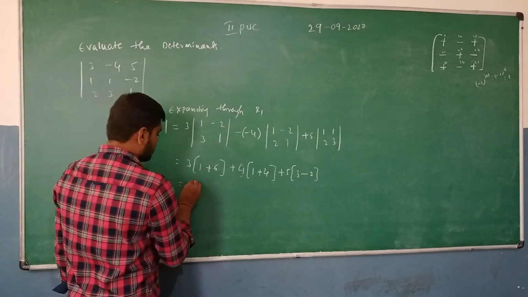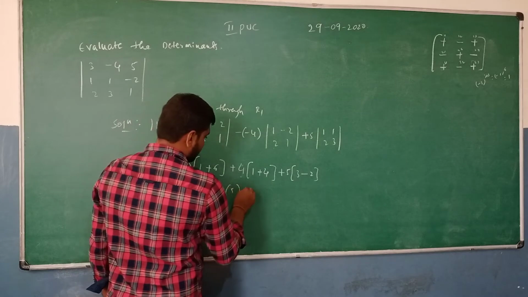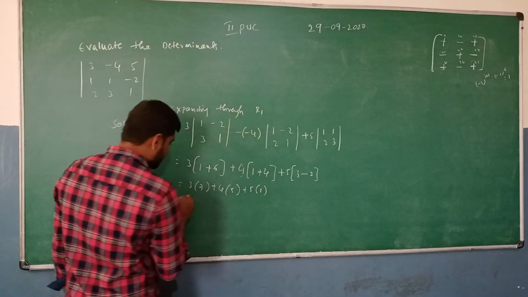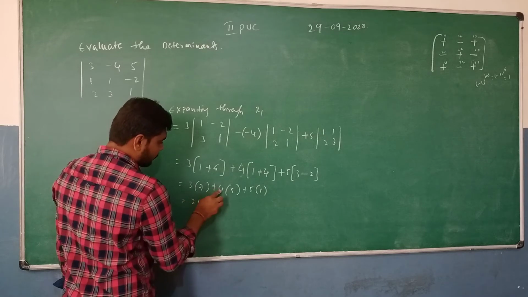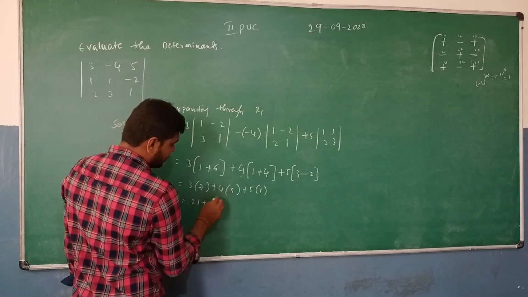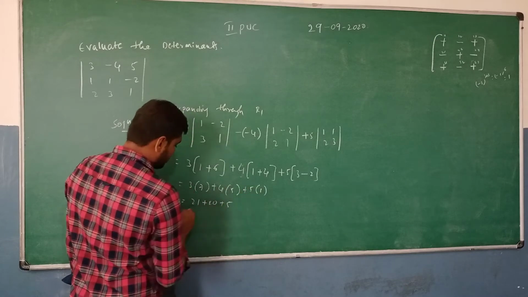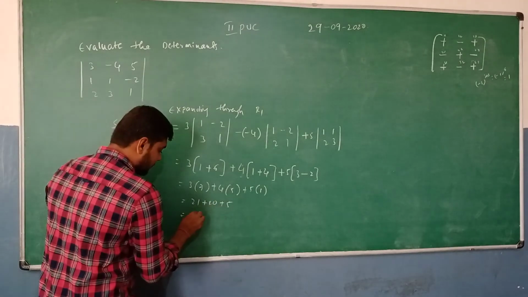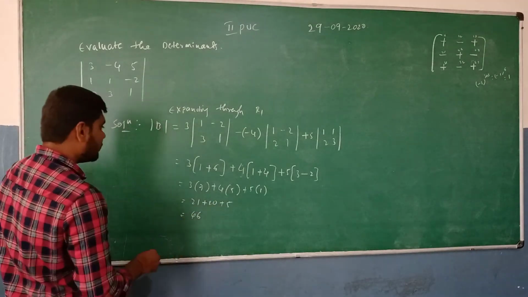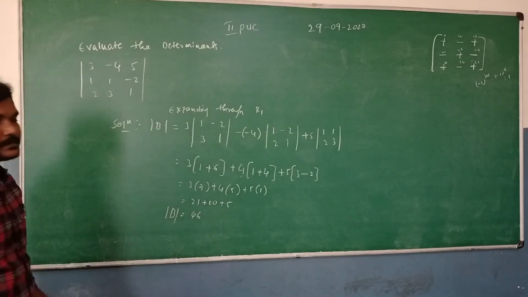So here, 3 into what? 7, plus 4 into what? 5. Then plus 5 into 1. So that's going to be 3 into 7, that's going to be 21. Plus, what is the value of 4 into 5? That's going to be 20. Plus 1 into 5, that's going to be 5. So 20 plus 21, that's going to be 41. 41 plus 5, that's going to be 46. So the required value of the determinant of B is going to be 46.